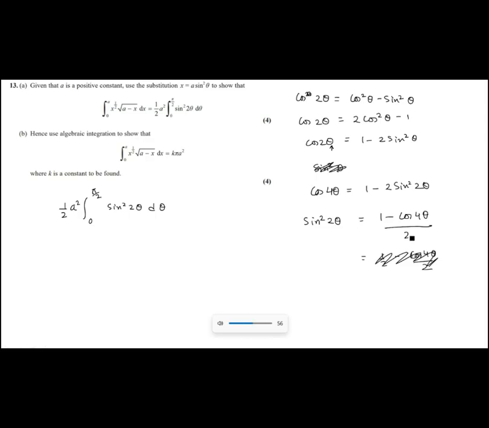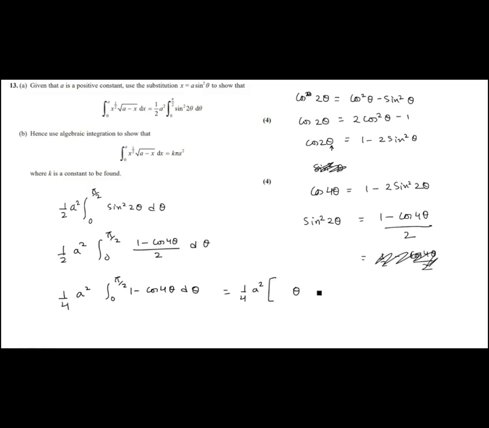Okay, so now we replace the integral 0 to pi over 2 of sine square 2 theta. We can write it as 1 minus cos 4 theta over 2 d theta. Okay, take the 2 out, so it becomes 1 by 4 a square, 0 to pi over 2 of 1 minus cos 4 theta d theta. Now let's integrate this. So this becomes 1 by 4 a square. Integration of 1 becomes theta, and integration of cos 4 theta.